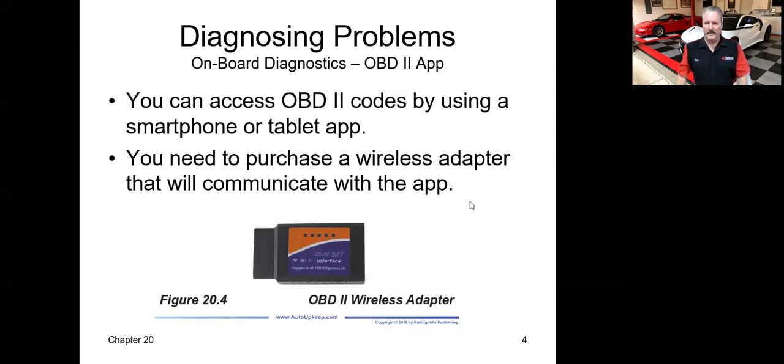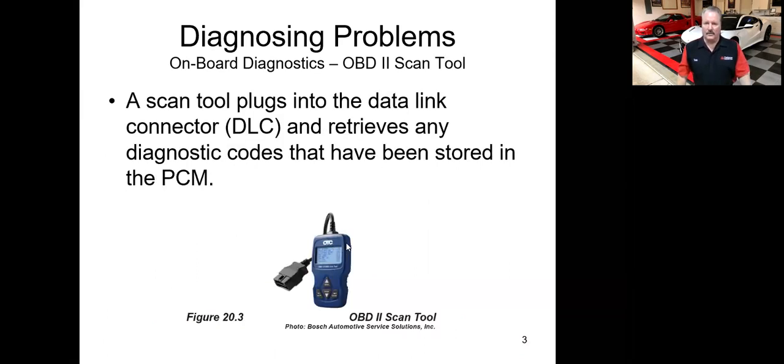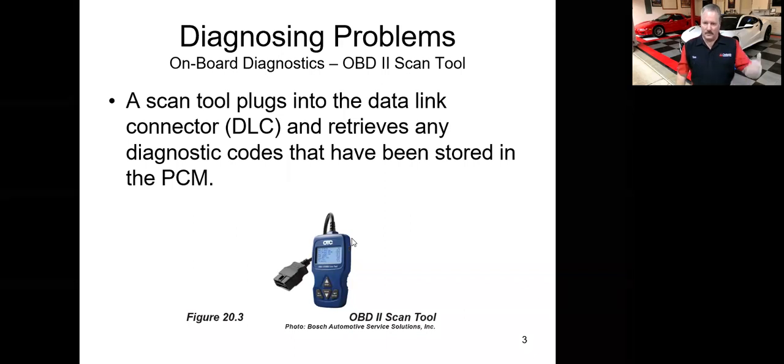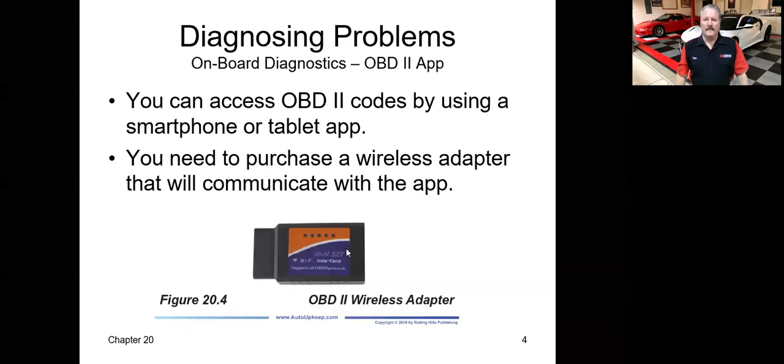You can access OBD2 codes by using your smartphone or even a tablet. You'll need to purchase a little wireless adapter that helps communicate with the app. Here's a really inexpensive one, and this one just will flash some lights. But really, you need something like this to get the codes out of there. More expensive scanners will give us actual data on the vehicle, for example, what the O2 sensor is reading, coolant temperature sensors, intake air temperature sensor, vehicle speed, that sort of thing. But you can get some inexpensive scanners to just pull the codes if that's what you'd like to do.